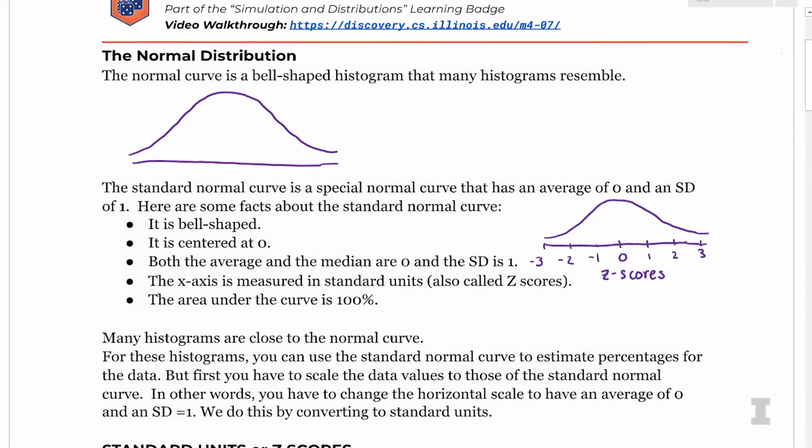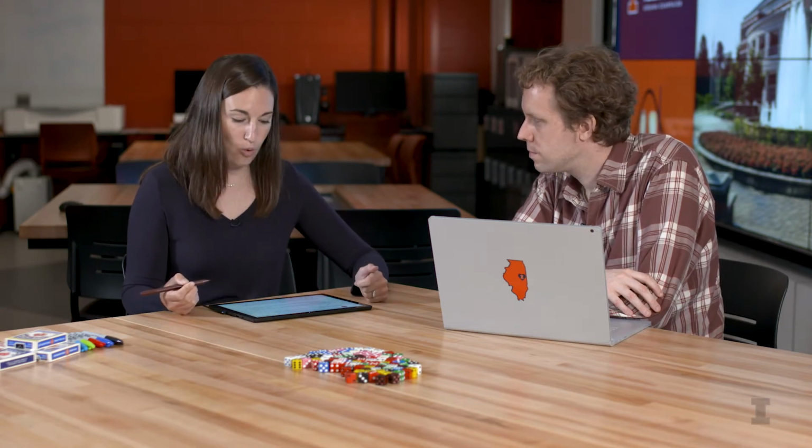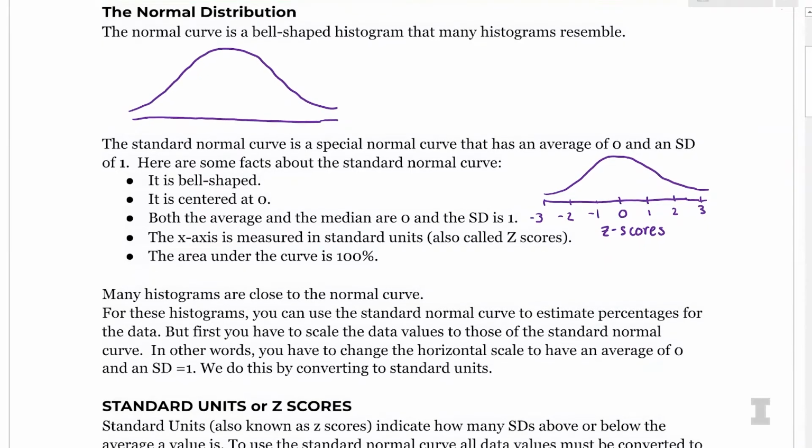The last thing about the standard normal curve is that the area under it is 100%. So if we think about all of our data that follows the normal curve, that is 100% of it, and then we can look at what percentages are between different z-scores. So like I said, many histograms are close to the normal curve, and the reason that we care about this is because you can actually use the standard normal curve to estimate percentages for the data. And this helps us out a lot.